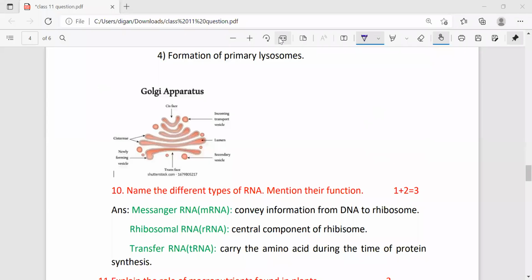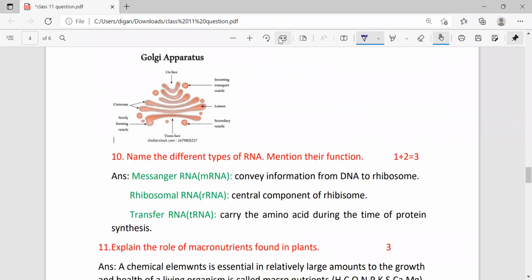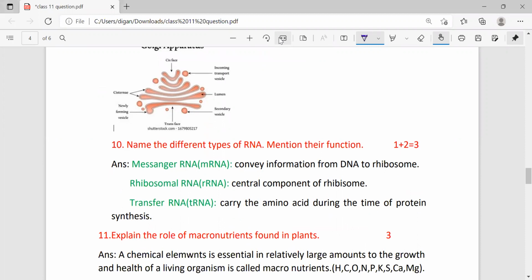Next question, question number 10. Name the different types of RNA and mention their function. 1 plus 2, so 1 mark is for the name and 2 marks are for the function. There are 3 types of RNA. The full form of RNA is ribonucleic acid. RNA is of 3 types.